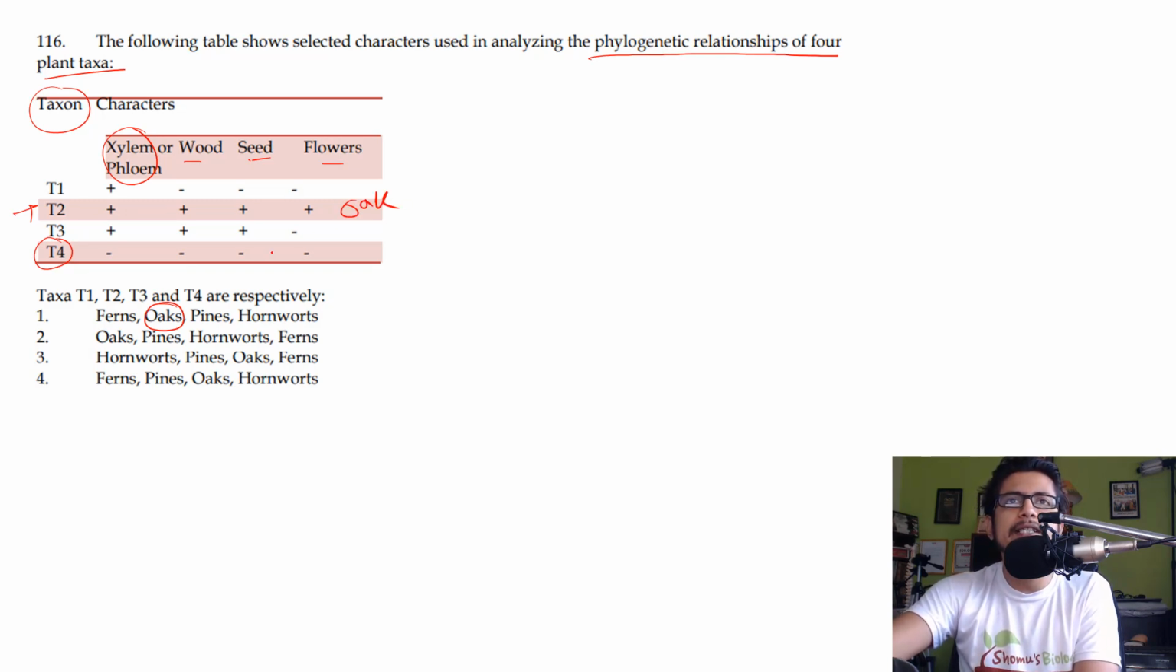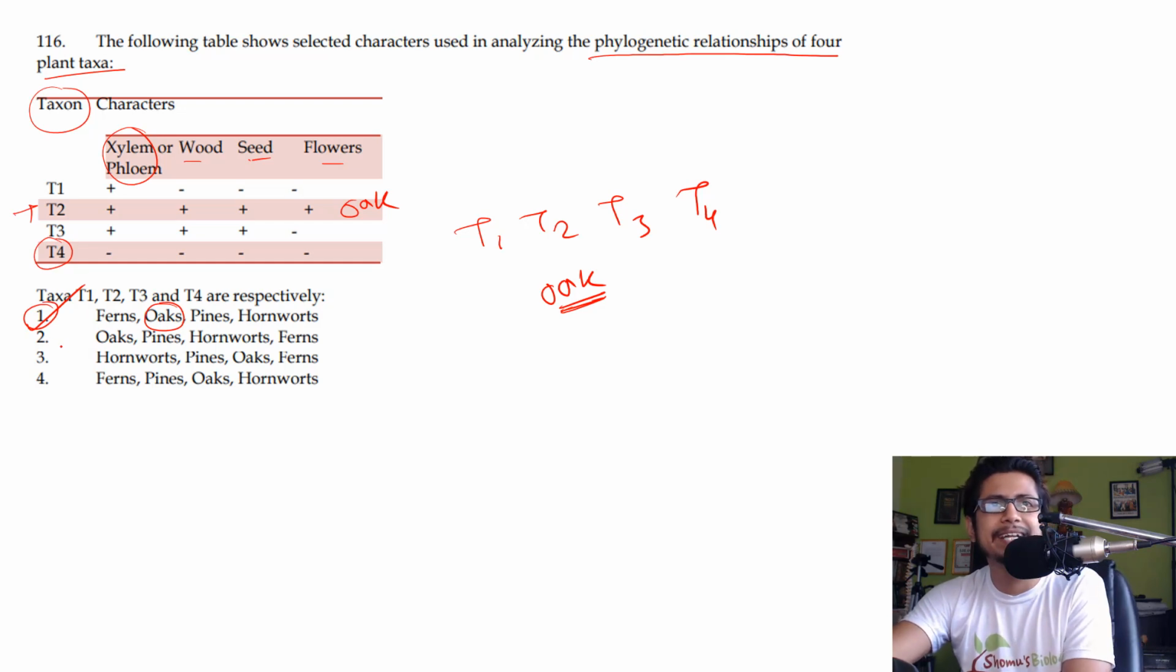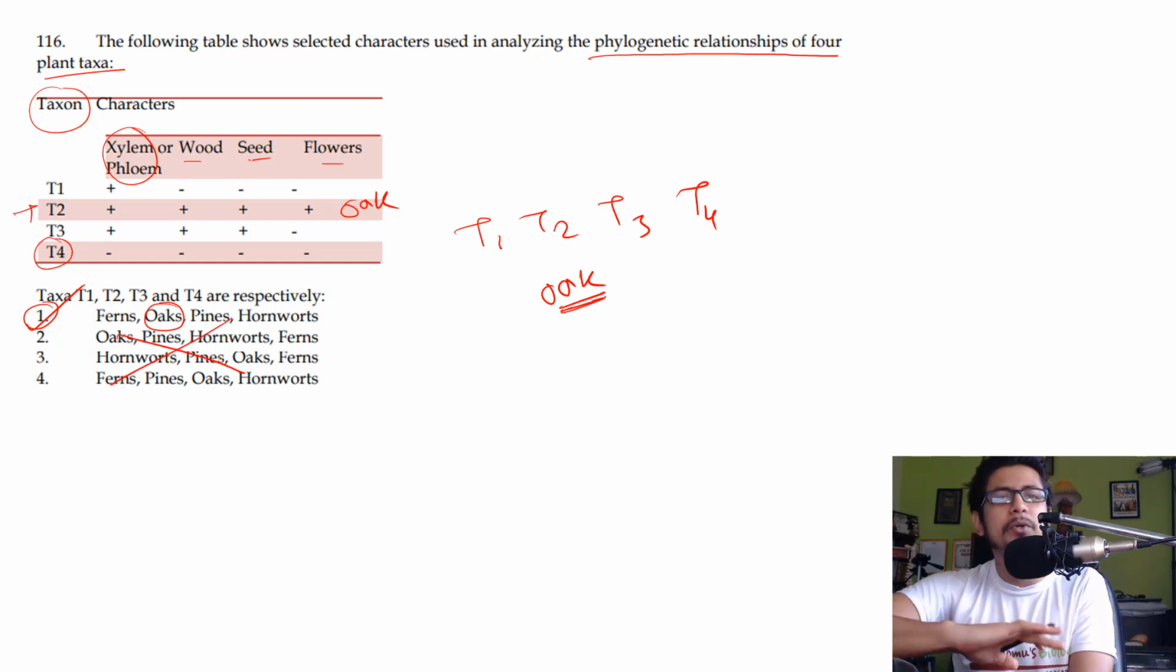So oak should be present in the second position because we are arranging T1, T2, T3, T4. So we know that oak is placed in the T2. If the second one should be oak, and there is only one option with oak present in the second, that is option number 1. We don't need to read anything else. We don't need to go through anything else.